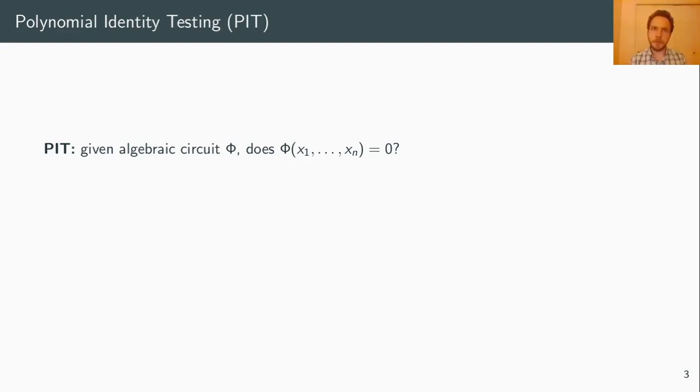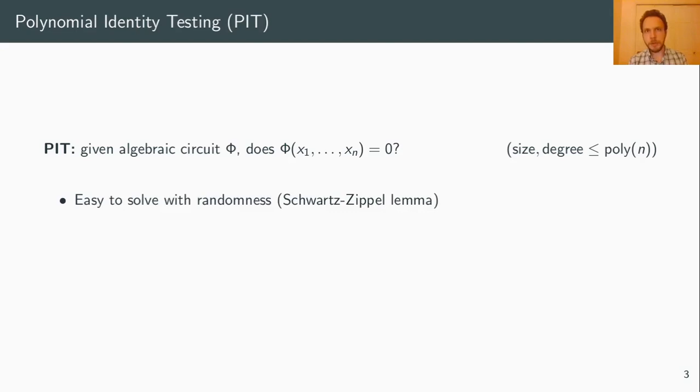Now for this problem, I want you to think of the regime where the size of the circuit and the degree of the polynomial it computes are bounded by some polynomial function in the number of variables. It turns out there is an easy randomized algorithm for this problem. Namely, we just take the circuit and evaluate it at a randomly chosen point from a sufficiently large grid, and then we just check if this evaluation is zero or non-zero. And the correctness of this algorithm follows from the well-known Schwartz-Zippel lemma.